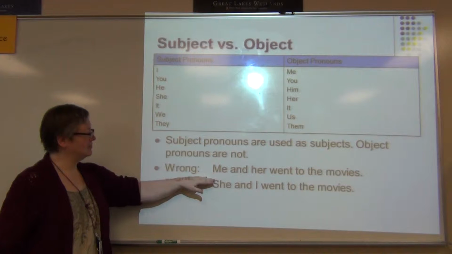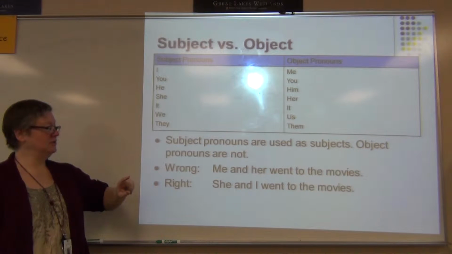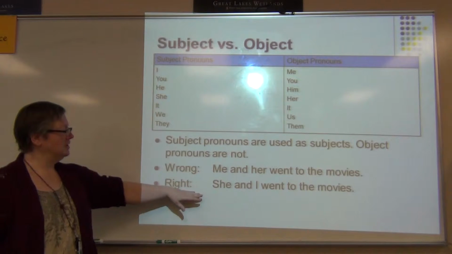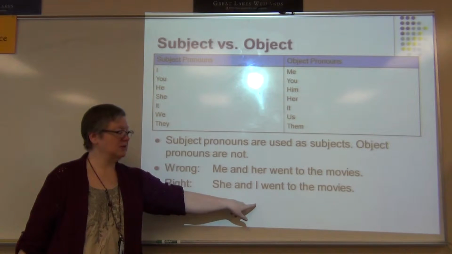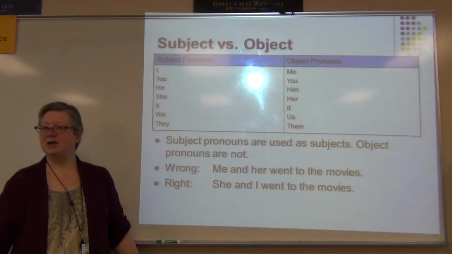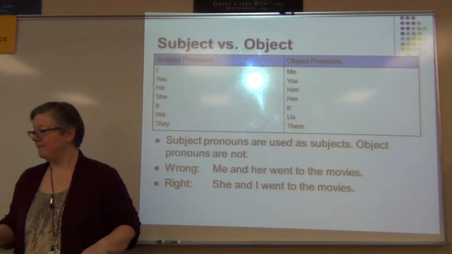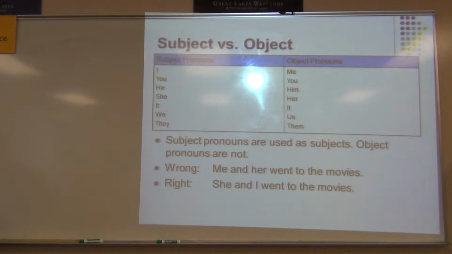So here's an example of wrong and right. Me and her went to the movies. No, she and I went to the movies. The other thing to keep in mind, whenever possible, put the pronoun, the I or the we, at the end of the group. Okay? I always comes last in whatever grouping you're doing. That's the basic. Now, ready to look at the problems.